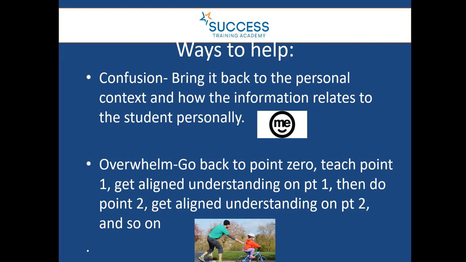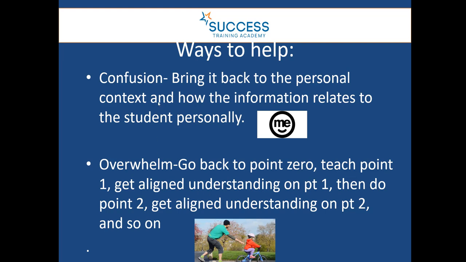Overwhelm is going back to point 0 and teaching each point one more time, but in a very strategic fashion. So you want to go back to point 0, teach point 1, get them to understand point 1, then do point 2. Then get point 3 understood, all right? And then you want to go back. So teach 1, 2, 3, review. Then 4, 5, 6, review 1, 2, 3, 4, 5, 6, okay? Now, the fastest way to overwhelm someone, though, is to give them too much information too soon, okay? And with no reason to give them the information, okay?